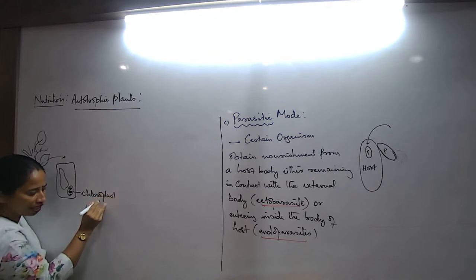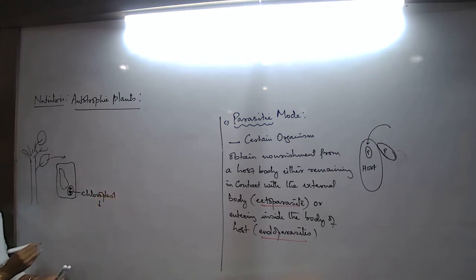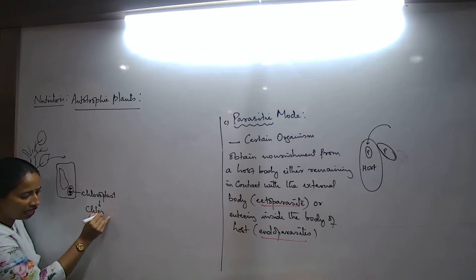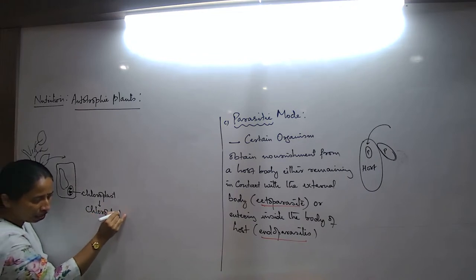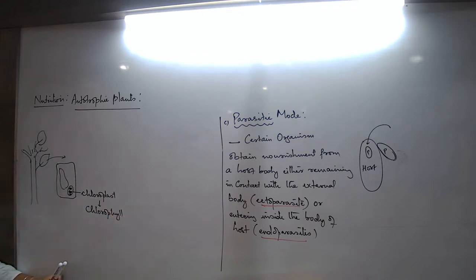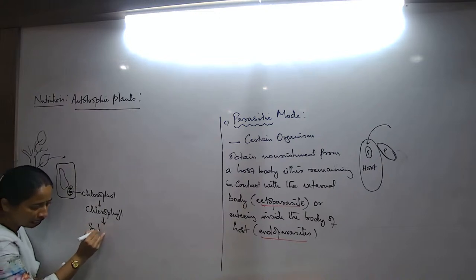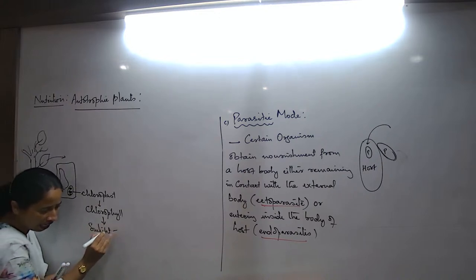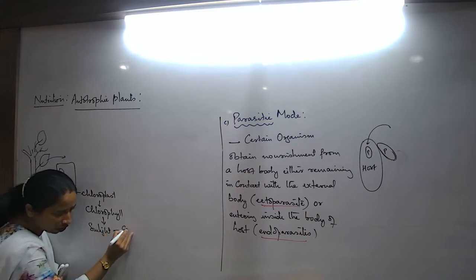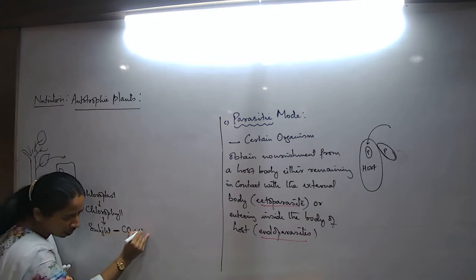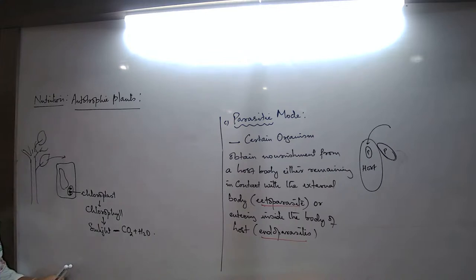And what does this particular organelle produce? A pigment known as chlorophyll. What is the color of chlorophyll? Green. What is the job of chlorophyll? Absorbing sunlight. And after absorbing sunlight, what can it do? It can trap sunlight and utilize carbon dioxide and water of the environment, ultimately resulting in the formation of food, a process known as photosynthesis.